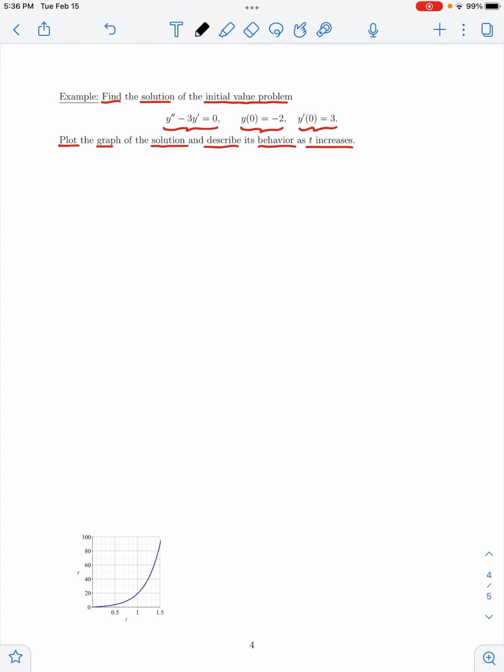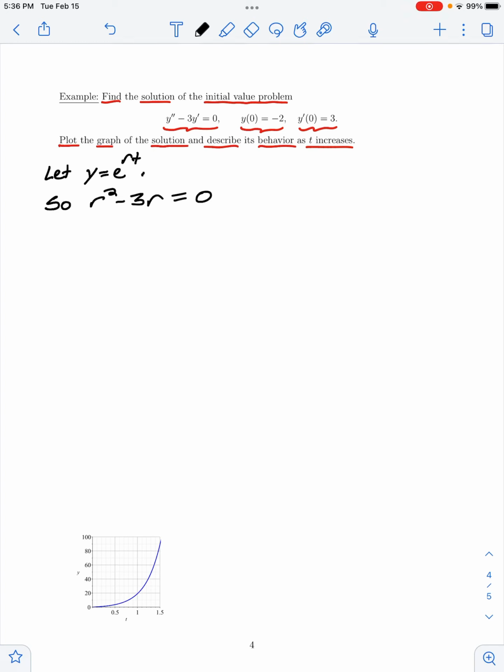So same approach here as in our previous example. We're going to seek solutions of exponential form, y equals e to the rt, which means that r has to be a root of the characteristic equation 1r squared minus 3 times r is equal to 0.